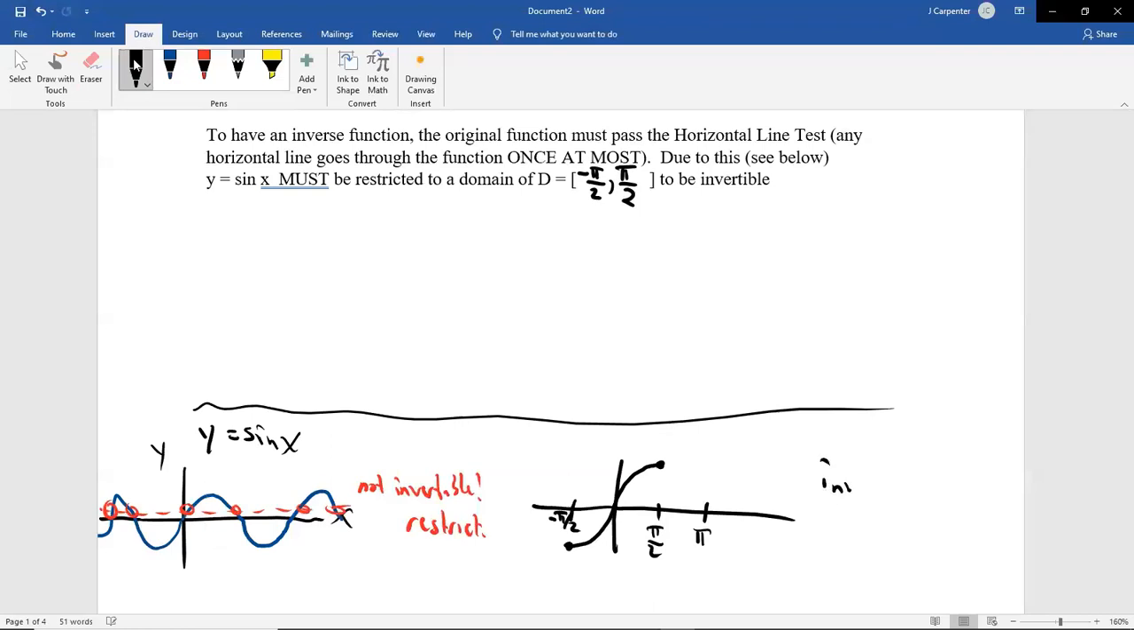This is invertible because any horizontal line you draw will only touch it one time. So that's why we did this. Y equals sine of x must be restricted to a domain of negative pi over 2 to pi over 2, and those are brackets, which means they are included.